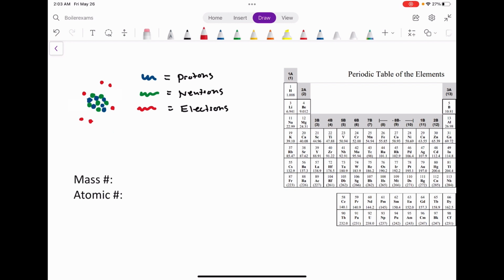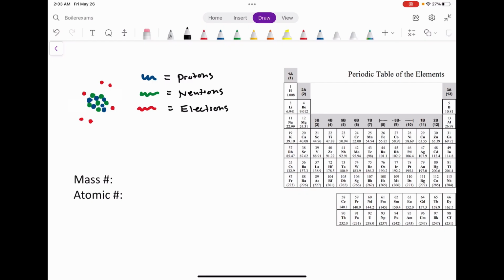But in nuclear chemistry, what we're concerned with is the change of these subatomic particles in the nucleus. So particles can leave, particles can come in, or particles that are inside could change. So that's what we're going to be concerned with in this video.